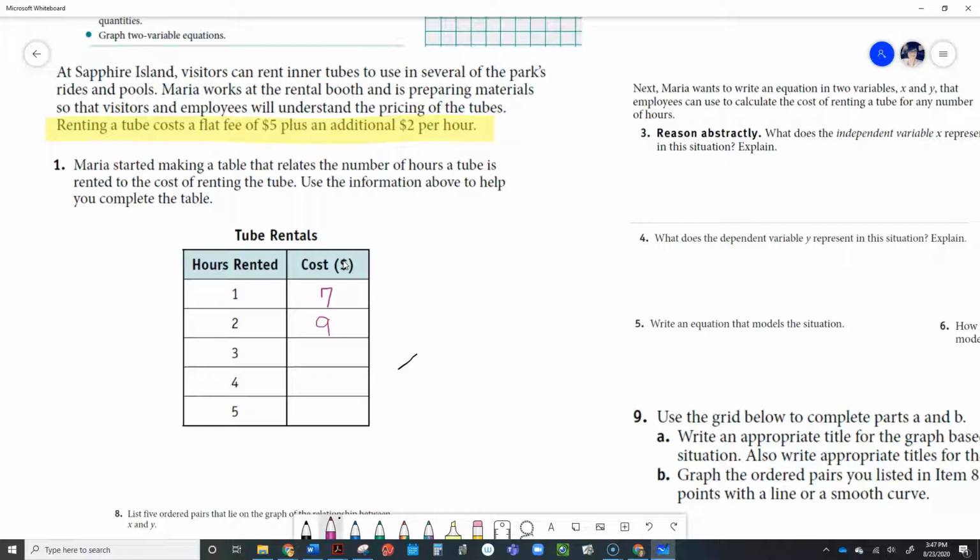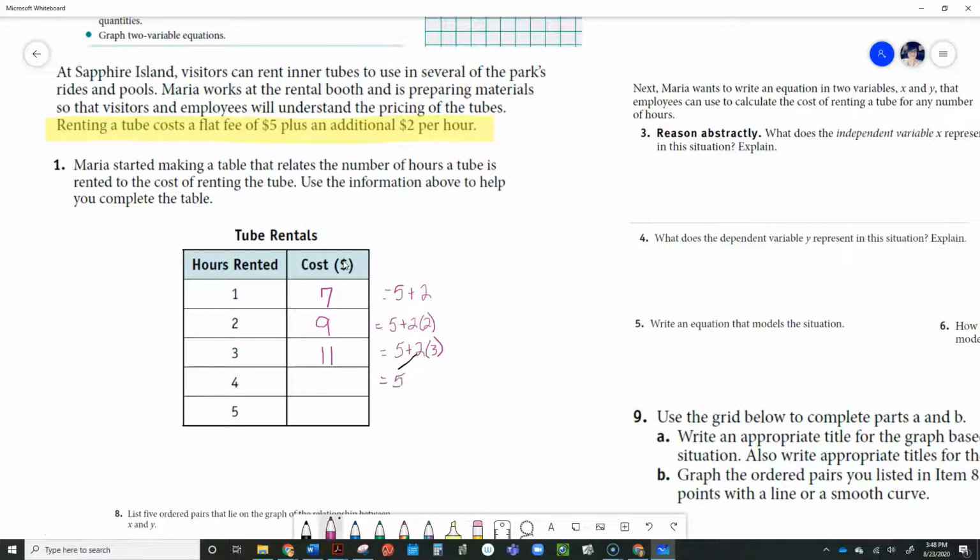We keep the inner tube for 3 hours. We have to pay the $5, and it might help to write this down. We have to pay the $5 plus the $2. Here we had to pay the $5 plus the $2 twice. Here we have to pay the $5 plus the $2 3 times because we had it for 3 hours. This way you can see how we're calculating these numbers. So 2 times 3, that's $6 plus 5, so that's 11.